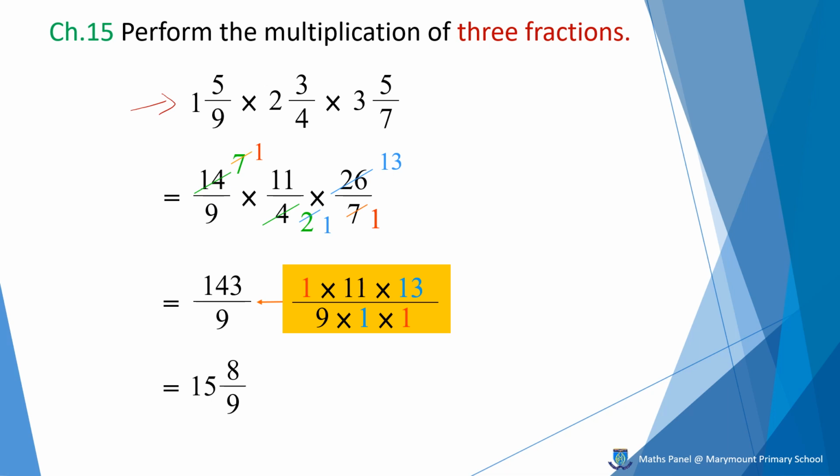Like 14 and 4, you may use 2 to reduce, and for 26 and 4, you may also use 2 to reduce. Every time you reduce, you have to reduce one pair of numbers. So the numerators will become 1, 11, and 13, and the denominators will become 9, 1, and 1. Do the multiplication of them, which is equal to 143 over 9. Change it back into a mixed number. That's the answer.